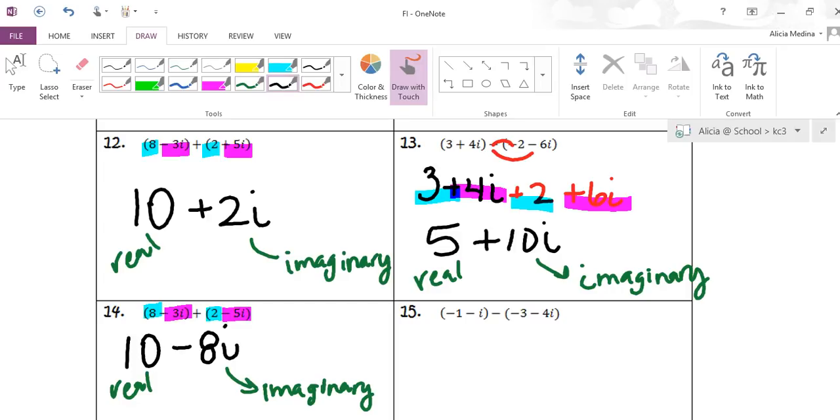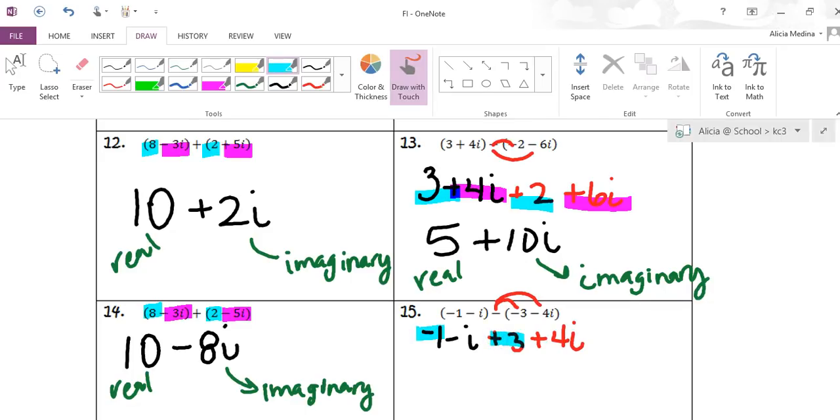All right, number 15, I am subtracting, but the first binomial does not change. I would also give your little i's a little tail so you don't confuse them with ones. So that negative sign, negative times a negative 3 is a positive 3. Negative times a negative 4i is a positive 4i. I can now combine my like terms. So I'm going to do my constants first.